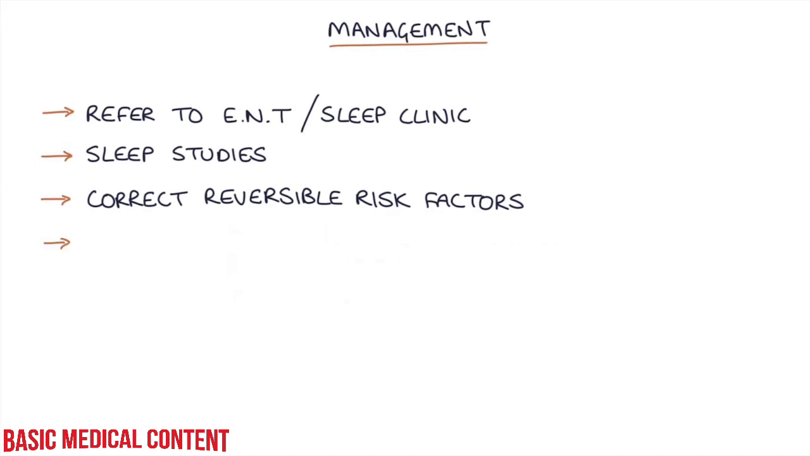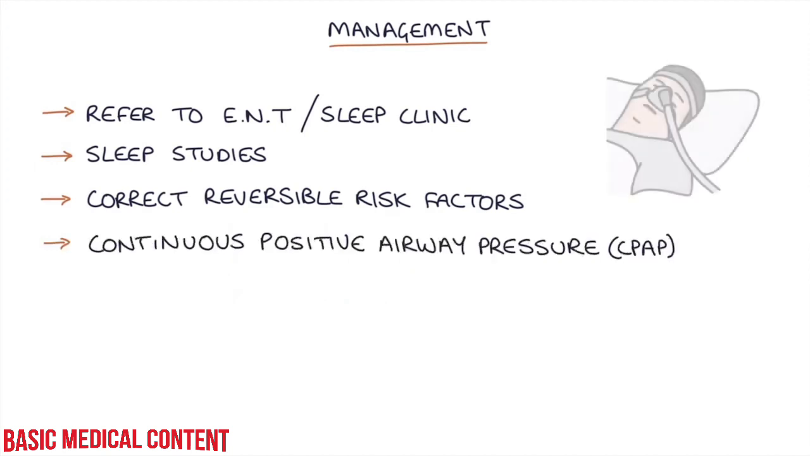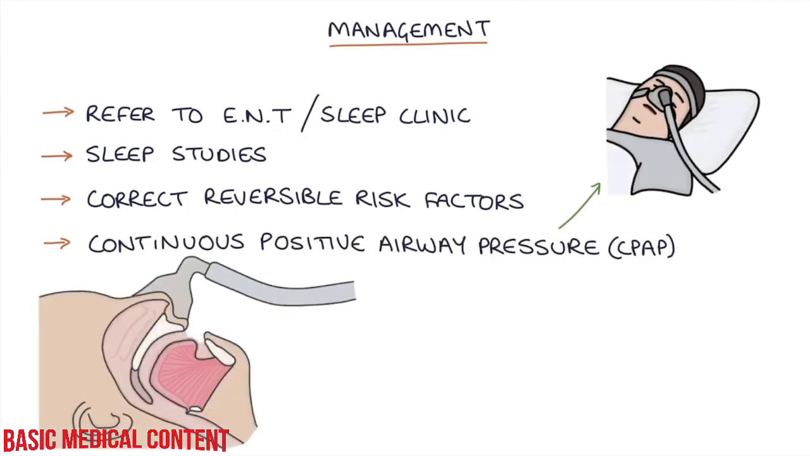The next step is to use a continuous positive airway pressure, or a CPAP machine, that provides continuous pressure into the airway, which helps to keep the airway open so that they can breathe normally and it doesn't collapse and cause apnea.